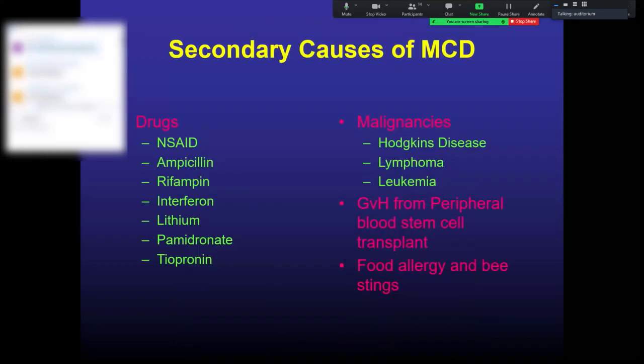So there can be secondary causes. So drugs, NSAIDs are up there as one of the more common. Malignancies, and I really want to highlight here that the malignancies are more likely hematologic malignancies, so Hodgkin's disease, lymphoma, leukemias, where membranous, which we'll be talking about later, is more associated with solid organ malignancies as a secondary cause. Also, graft versus host, and interestingly, food allergy and bee stings can be associated with the onset of minimal change.